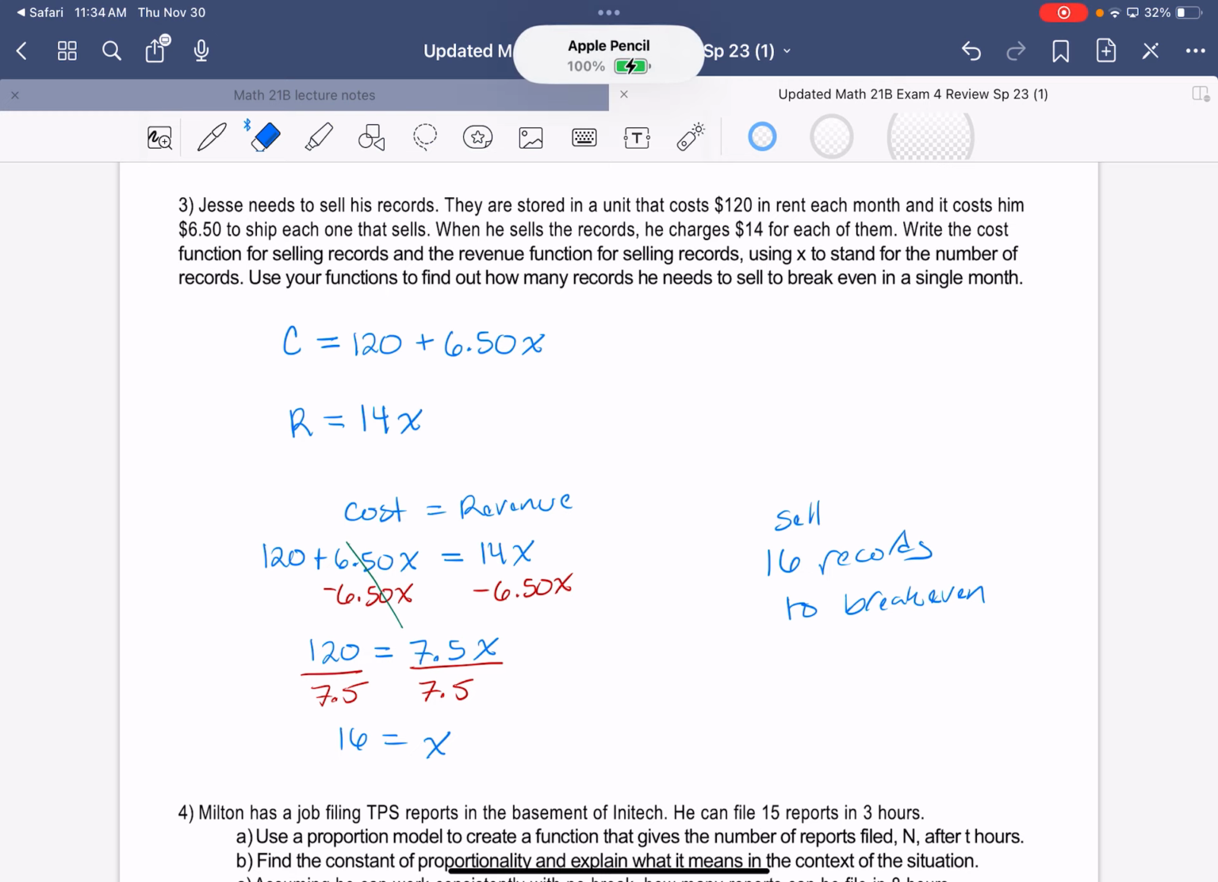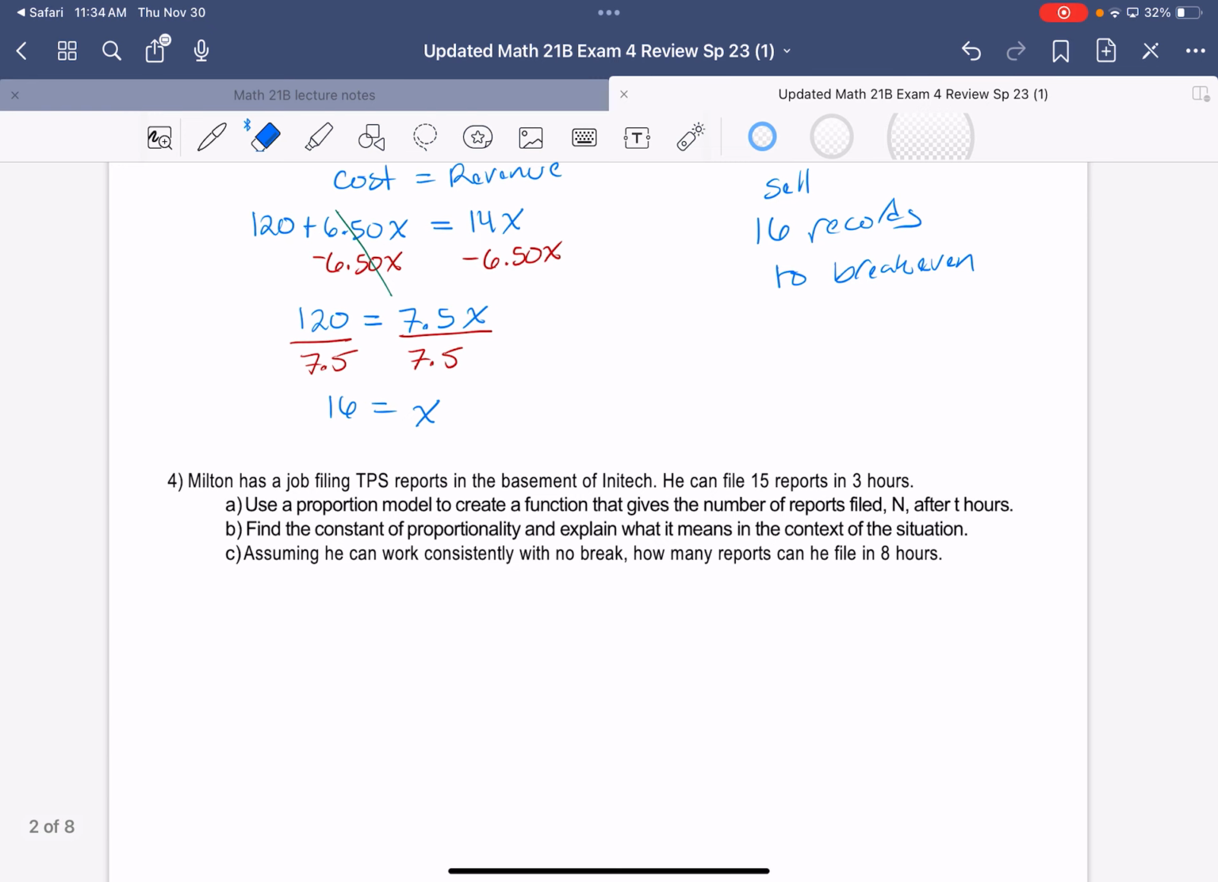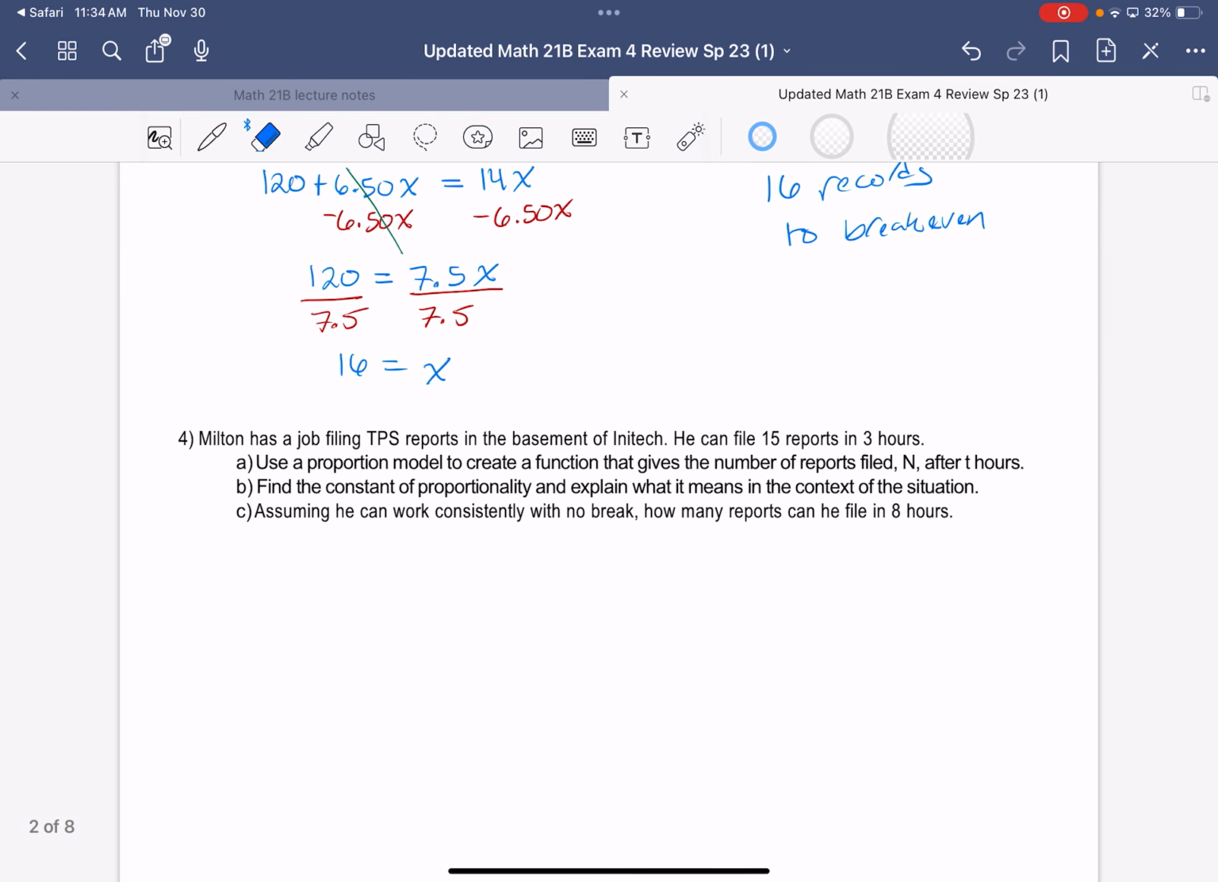All right, next example, number 4. Milton has a job filing TPS reports in the basement of Initech. He can file 15 reports in 3 hours. Part A, use a proportion model to create a function that gives the number of reports filed, n, after t hours. B, find the constant of proportionality and explain what it means in the context of the situation. C, assuming he can work consistently with no break, how many reports can he file in 8 hours?